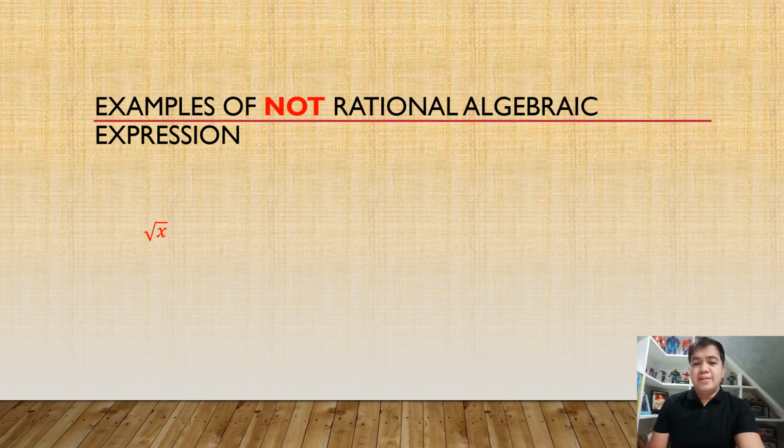Ito naman, para at least ma-distinguish nyo kung ano naman yung hindi rational algebraic expressions. These are not rational algebraic expression. Square root of x, yan. Kapag may radical sign, so hindi na siya rational algebraic expression. Okay, 5 over y raised to 1/3. So, yung mga naka-red na yan, ni-red ko siya para makita nyo yung reason kung bakit siya hindi rational algebraic expression, kasi meron siyang fractional exponent.